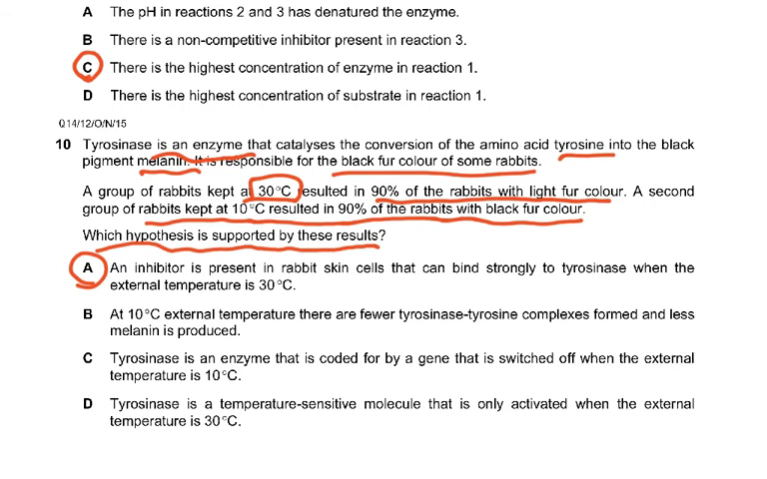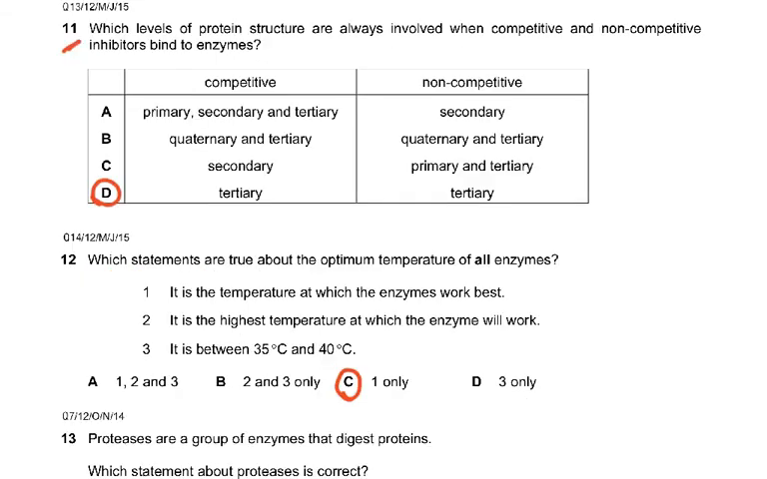Tyrosinase works, rabbits are black. Tyrosinase does not work, rabbits are light colored. So at 30 degrees, the rabbits were light colored. So what has happened? Inhibitor is present in rabbit skin cells and binds strongly to tyrosinase when the external temperature is 30. Question 11. Which levels of protein structure are always involved when competitive and non-competitive inhibitors bind to enzymes?